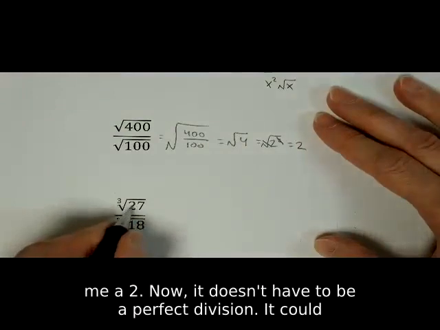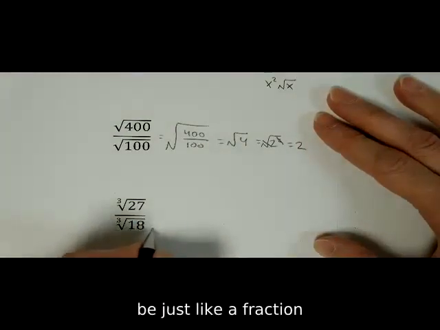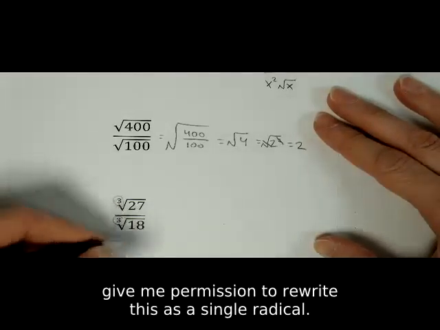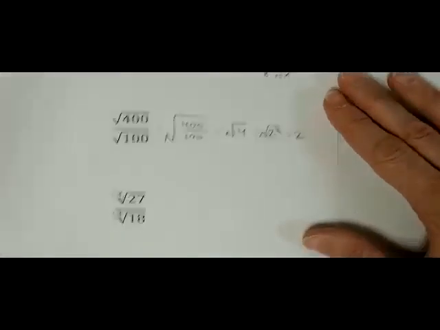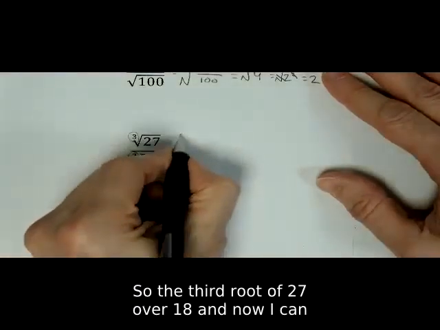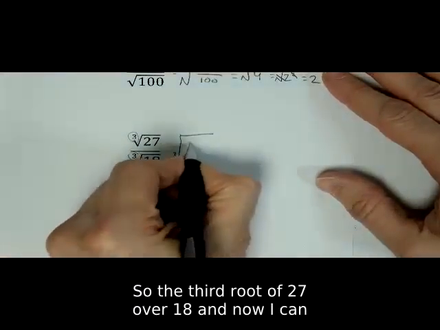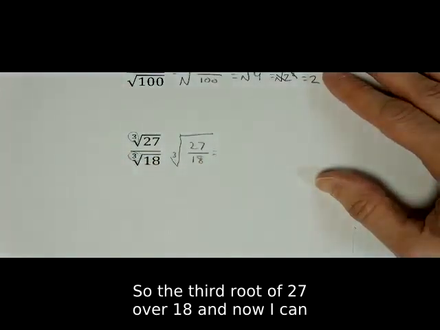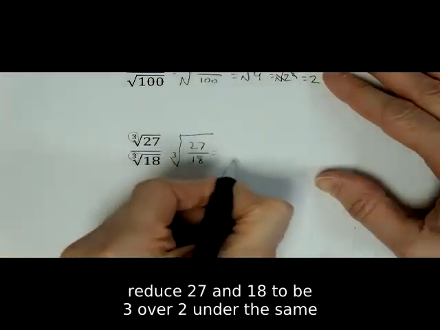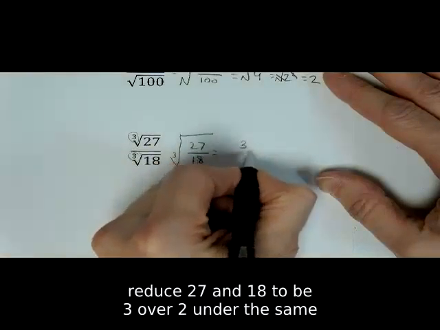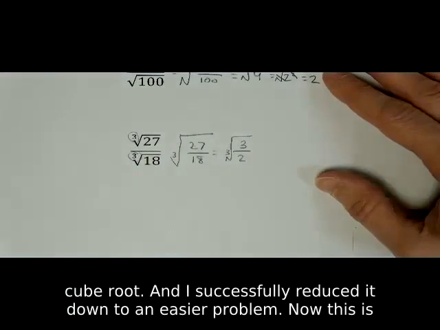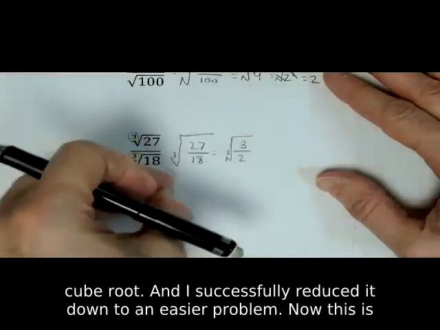Now, it doesn't have to be a perfect division. It could be just a fraction that can be reducible. I have the same index, which gives me permission to rewrite this as a single radical. So the 3rd root of 27 over 18. And now I can reduce 27 and 18 to be 3 over 2 under the same cube root. And I successfully reduced it down to an easier problem.